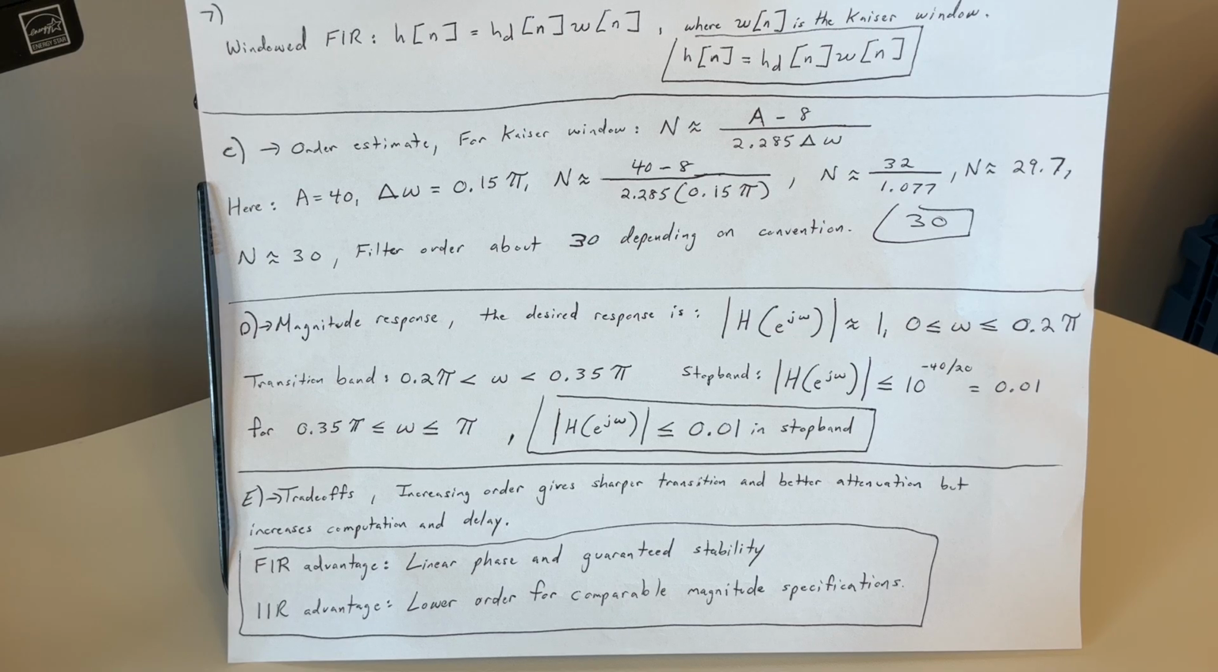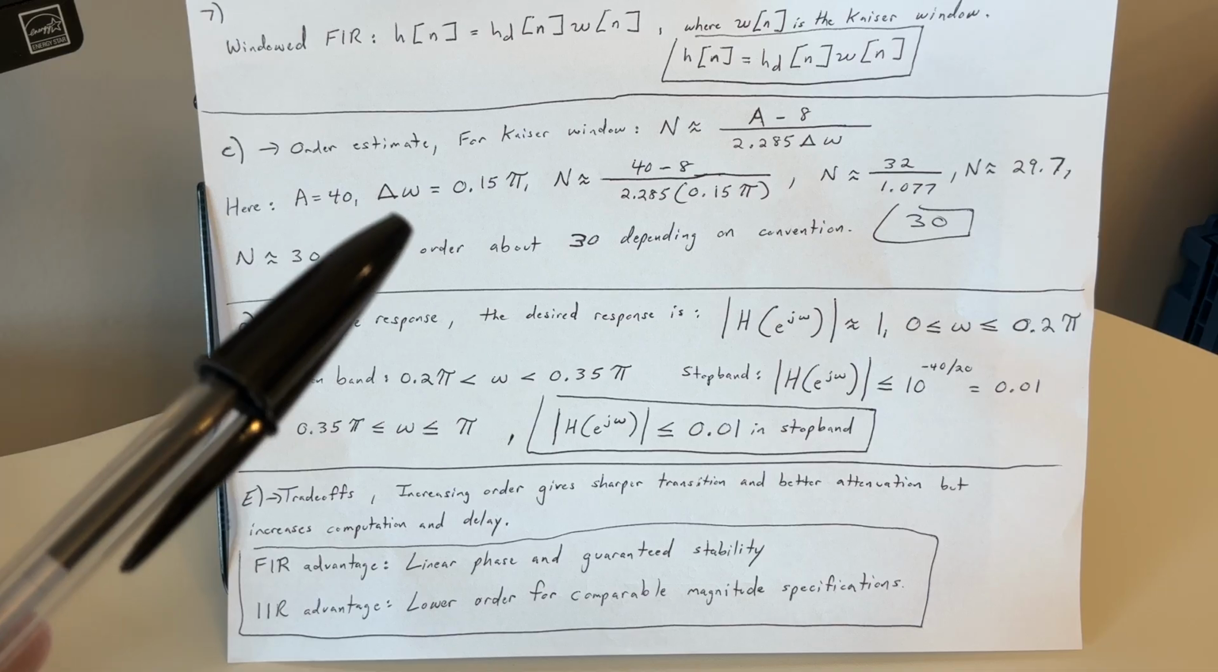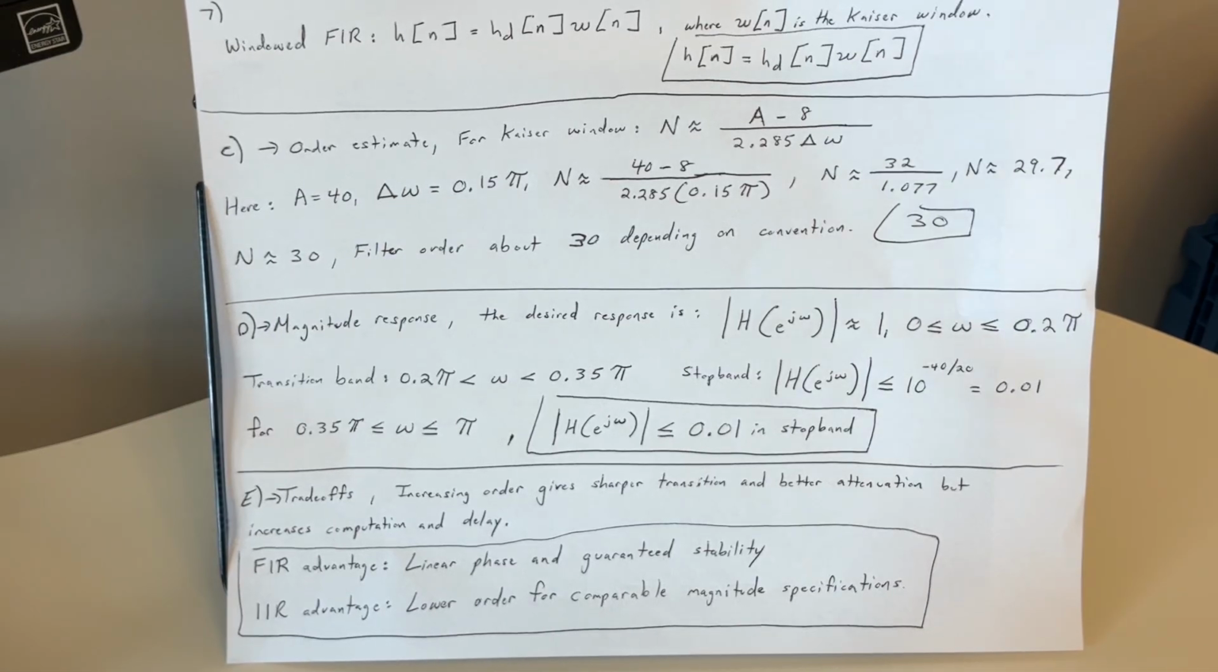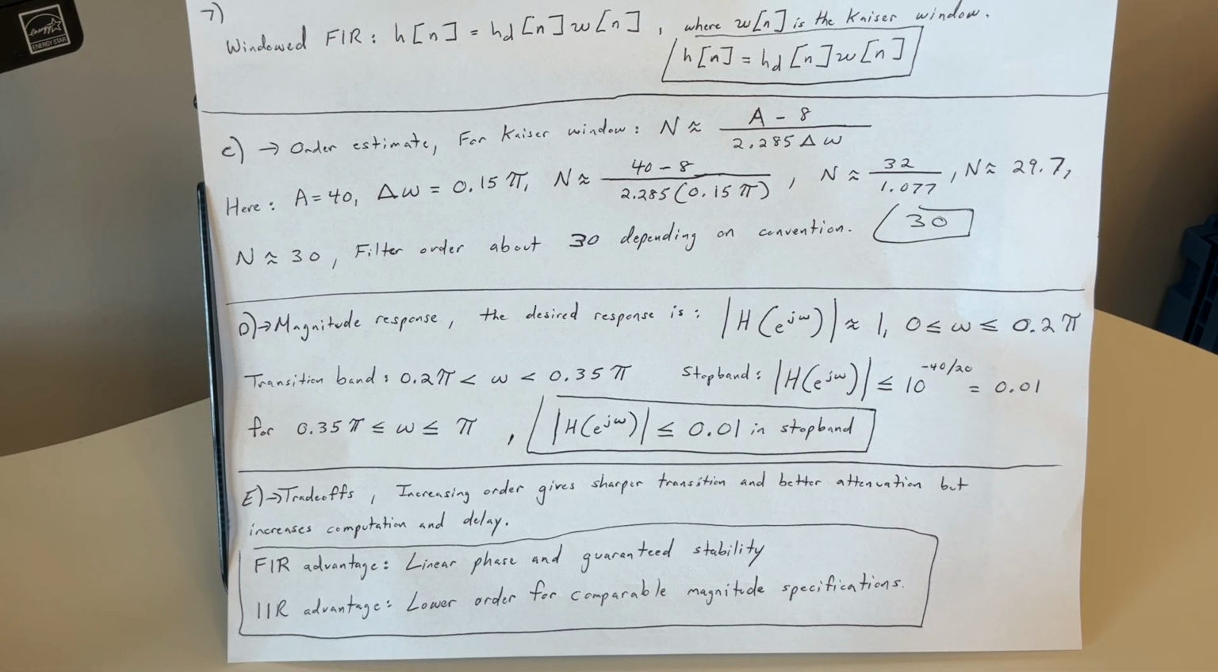So letter C, what they want us to do is determine the order estimate. So the order estimate for the Kaiser window, n is approximately a minus 8 over 2.285 change in omega. So here a is 40, change in omega is 0.15 pi. So n is approximately 40 minus 8 over 2.285 times quantity 0.15 pi. So n is about 32 over 1.077. N is about 29.7. So n is about 30. So the filter order about 30 depending on your convention. So we'll say 30.